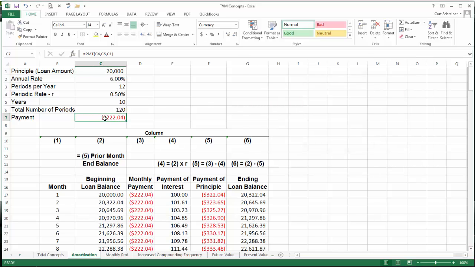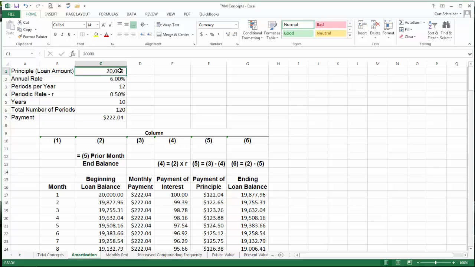Notice that my payment shows up as a negative amount, which makes sense, because if you make a payment, that's money out of your pocket. Nonetheless, I would prefer to look at this in absolute terms, so I'm going to change that simply by inserting a negative in front of my formula, after the equal sign. So for a $20,000 student loan that you have to repay over a 10-year period of time, your monthly payment would be $222 per month.